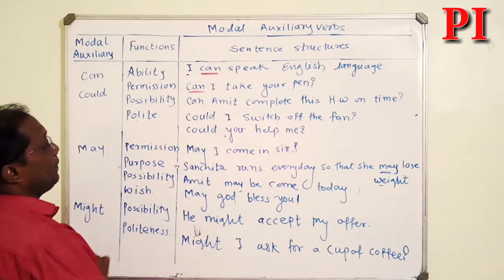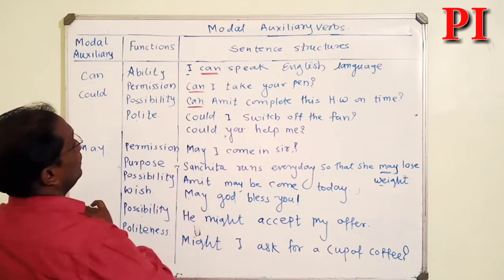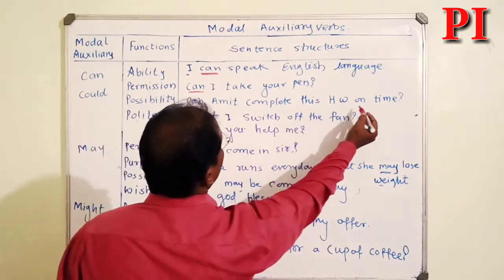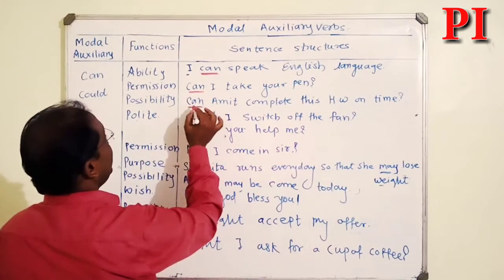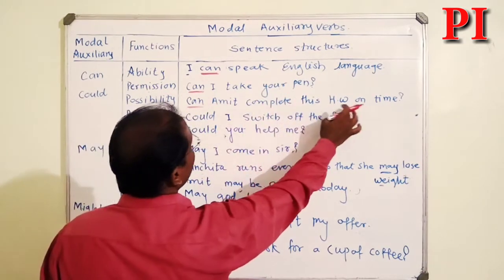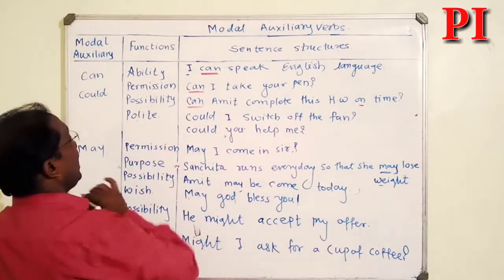Then possibility. Also for that purpose we use can in the third sentence. Can Amit complete this homework on time? That is a possibility for Amit, that he completes his homework on time. For that intention, use can here.